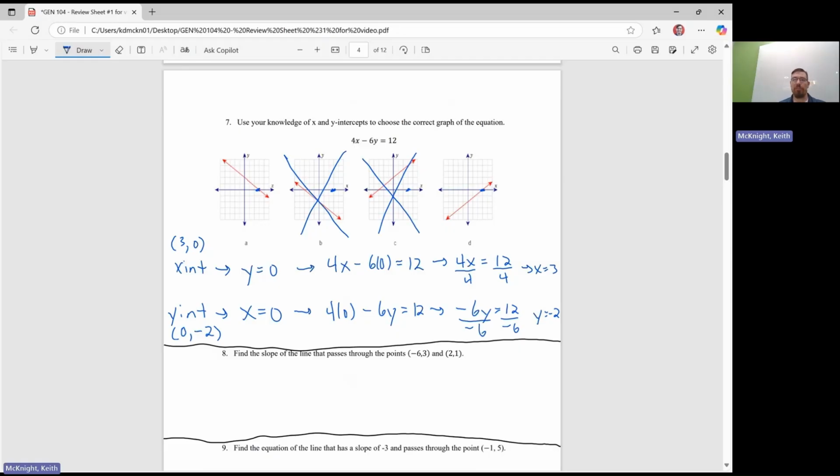Now we're going to use our y-intercept to see which one hits the appropriate point. (0, negative 2) means we don't go left or right any, but we go down 2. So (0, negative 2) would be down here. That one doesn't cross there, so it's no good, which means it has to be this last one, which indeed does cross at negative 2. So we have our final answer of D.